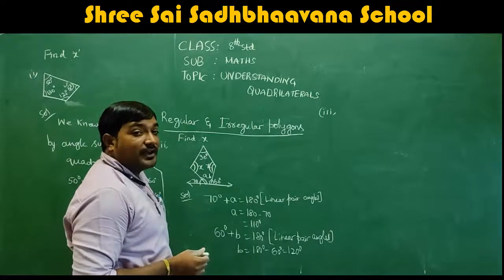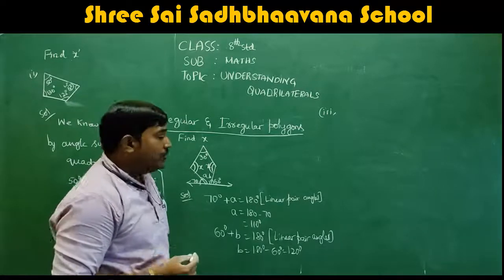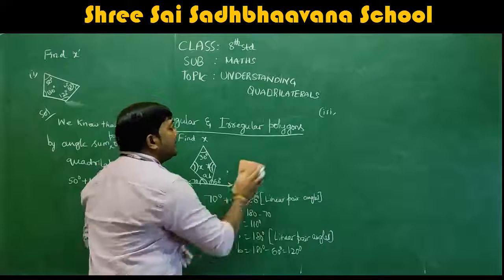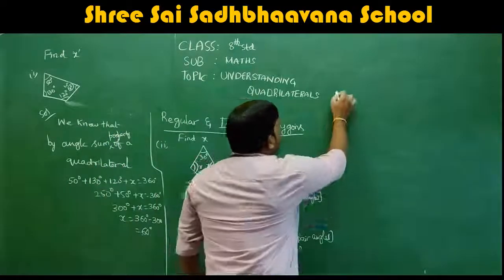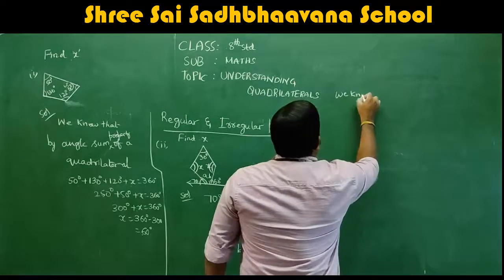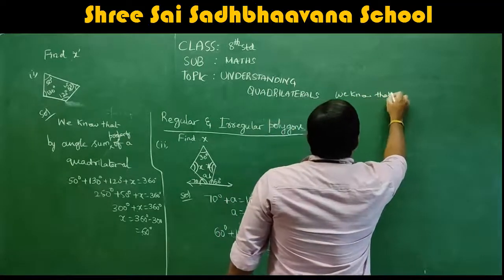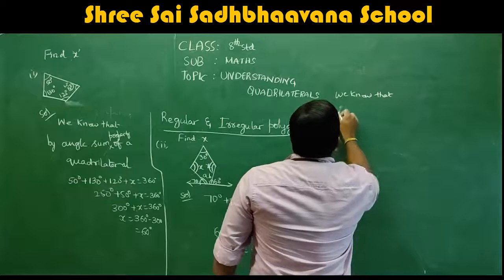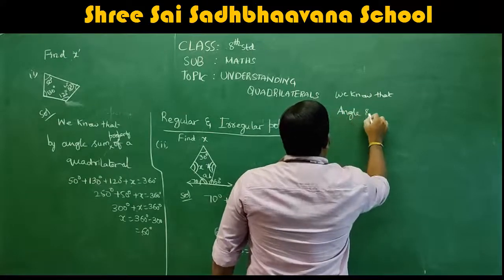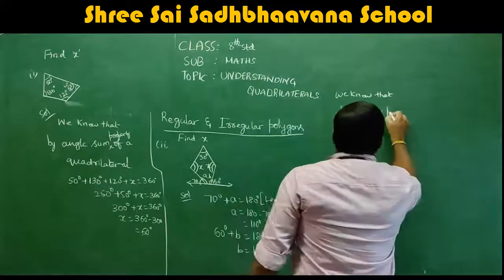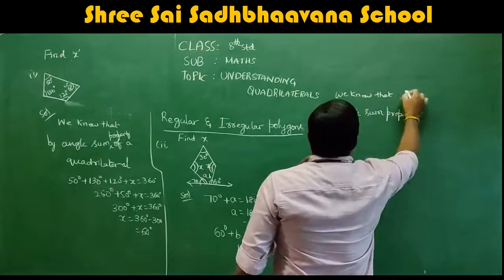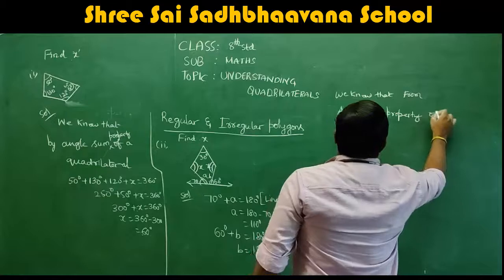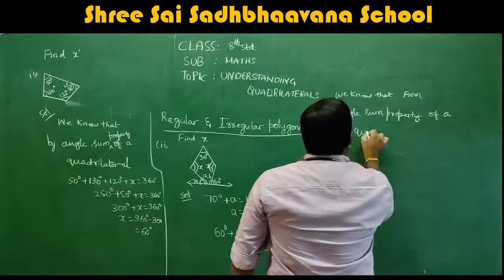So how to find the x value? For that, we just use the angle sum property. What is the angle sum property of a quadrilateral? We know that the angle sum property, or you can write the angle sum property of a quadrilateral.